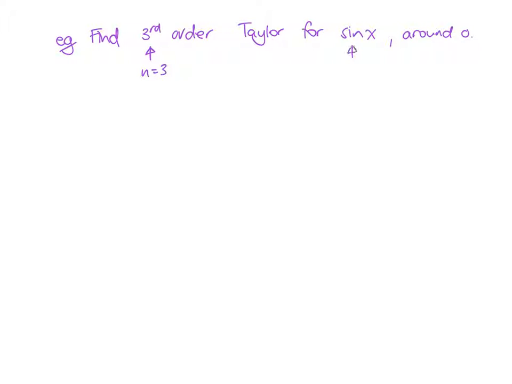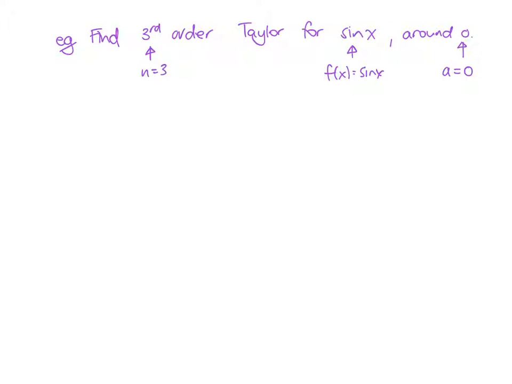So let's look at an example. Now I'm going to work out the third order Taylor polynomial for sine of x around 0. So what does this tell me? This tells me that my n is going to be 3, that my f of x is going to be sine of x, and that my a is going to be 0.